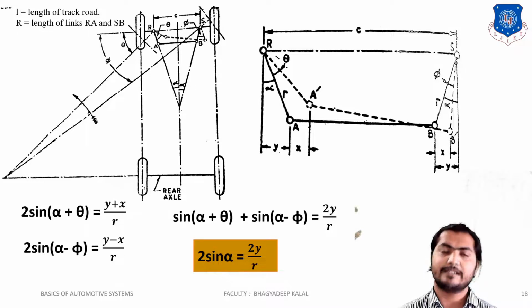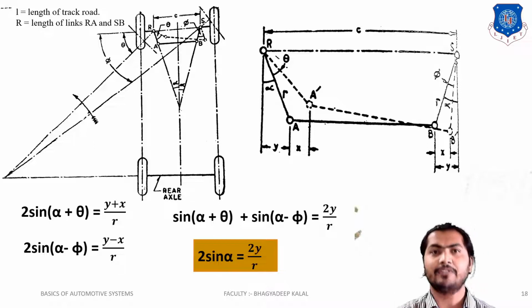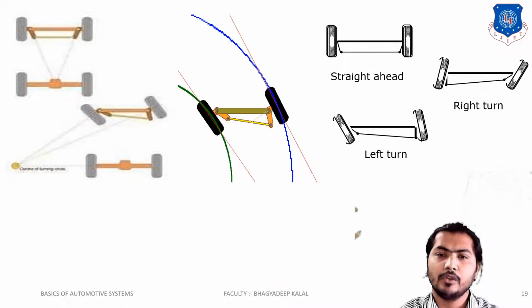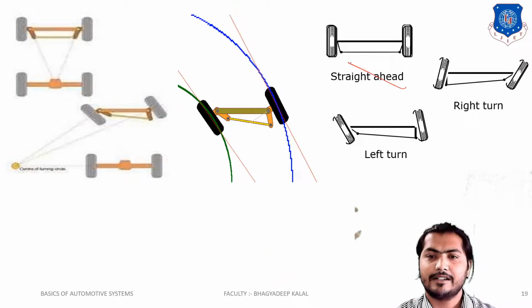The Ackerman mechanism satisfies only three positions: extreme right, extreme left, and straight. So I hope you understand well. This is the Ackerman mechanism. These three positions are straight ahead, right turn, and left turn.